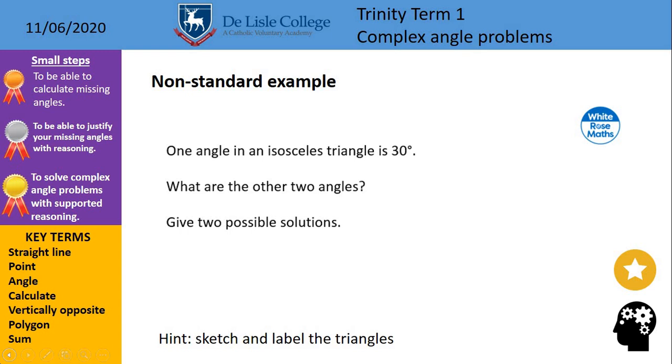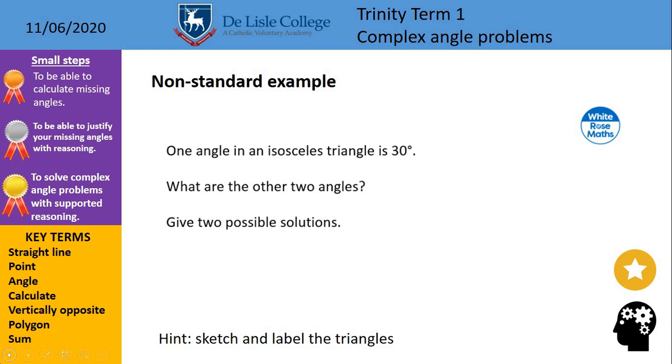Okay, so for an isosceles triangle, we have to think that two angles must be the same. Perhaps the one to go for first is if one angle is 30, we can have another angle that must be the same as that. So we would have 30, 30, and then that adds up to be 60. We need 180 total, so the last angle would be 120.